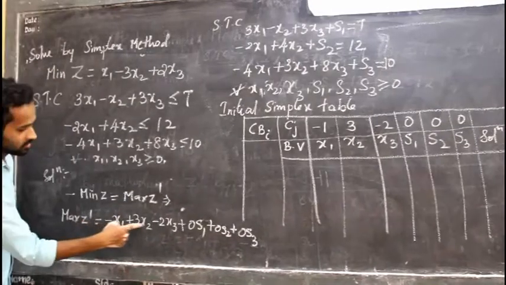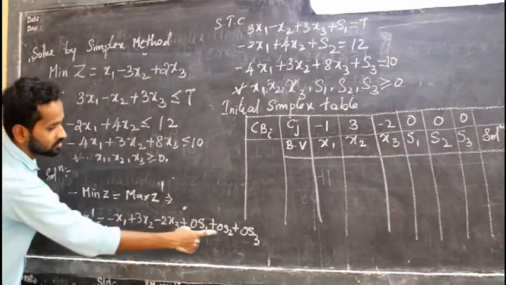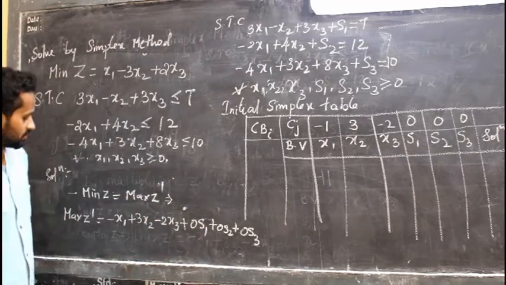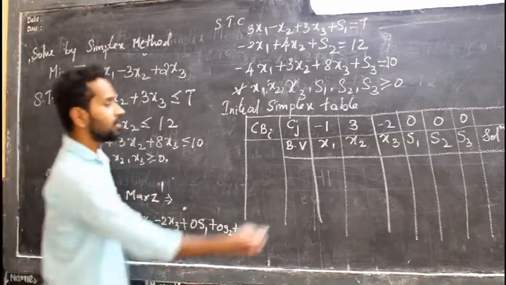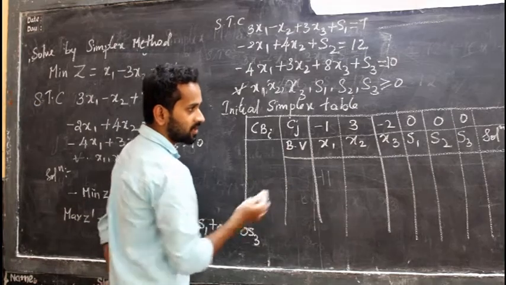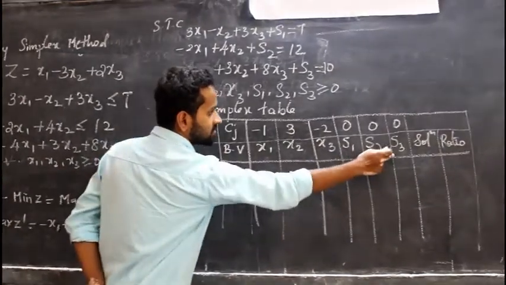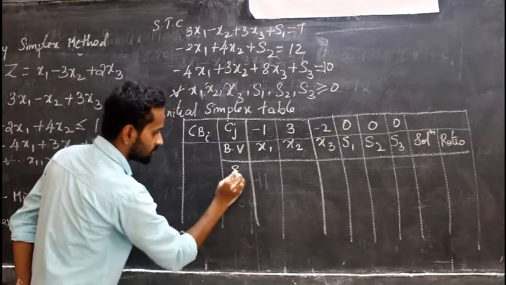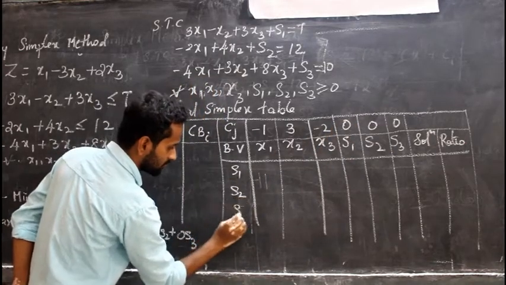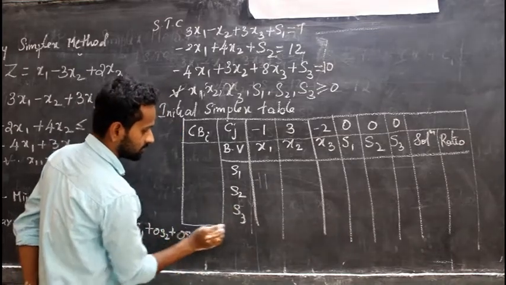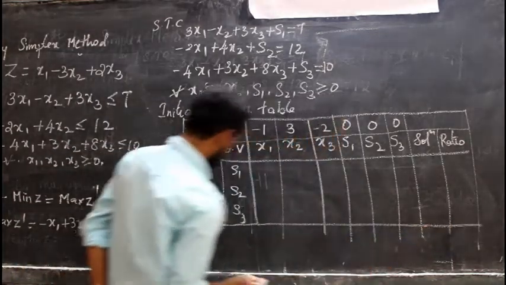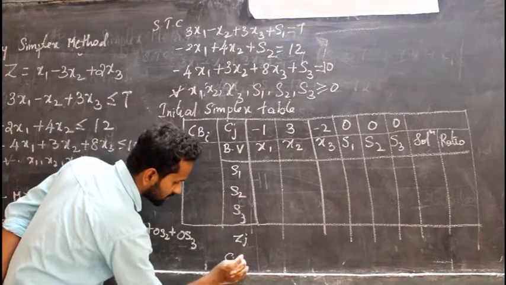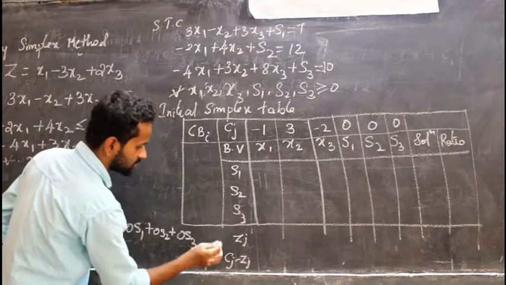Minus 1, 3, minus 2, 0, 0, 0 are the coefficients of x1, x2, x3, s1, s2, s3 from the objective function. Now the basic variables. I need to consider s1, s2, s3 as basic variables because these are the zero-coefficient variables newly added to the system. Is it clear? Next, we need to find Zj. After that we need to find Cj minus Zj to check the optimality condition.